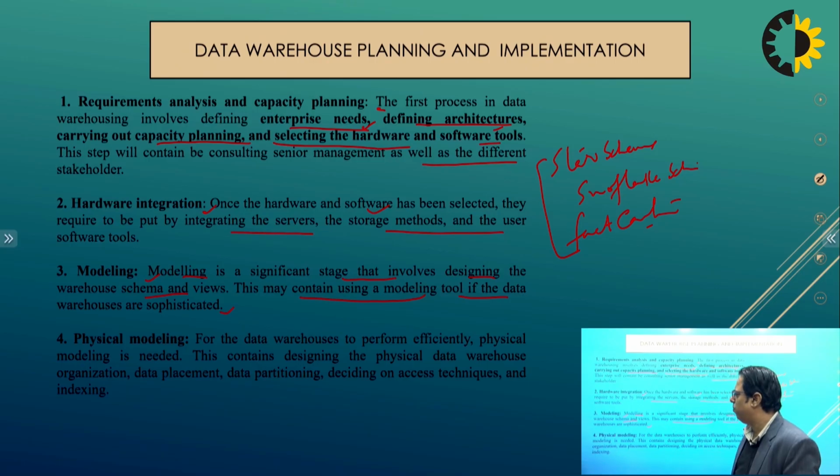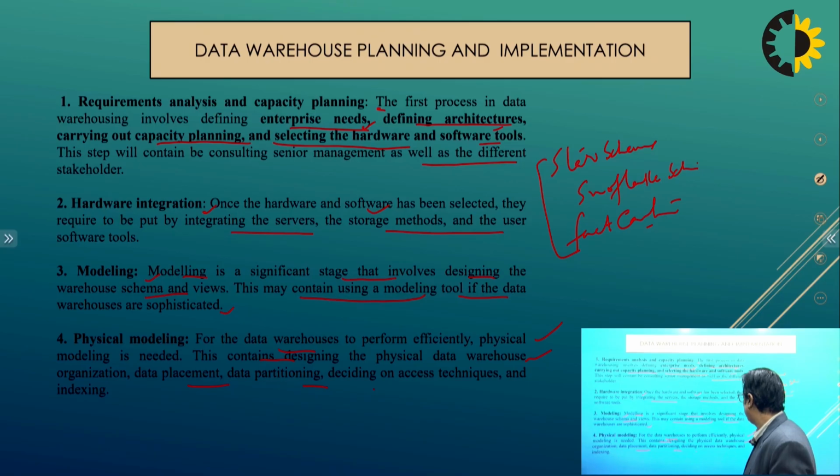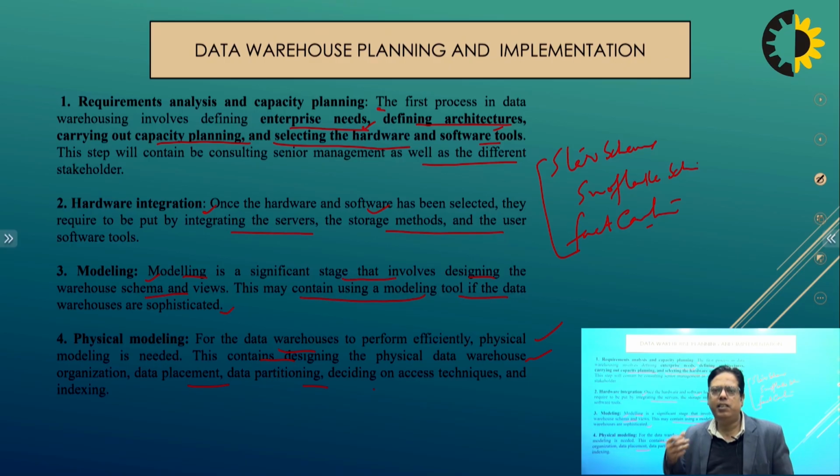Fourth point is physical modeling. After completing the schemas and views, for the data warehouse to perform efficiently, physical modeling is needed: how to define and how to structure the data. This involves designing the physical data warehouse, organizing data placement, data partitioning, deciding the access technique and the indexing. The main thing is that before implementing the data warehouse, there are some key points to be involved: data marts, metadata, ETL process, and data staging areas. These are the key points.